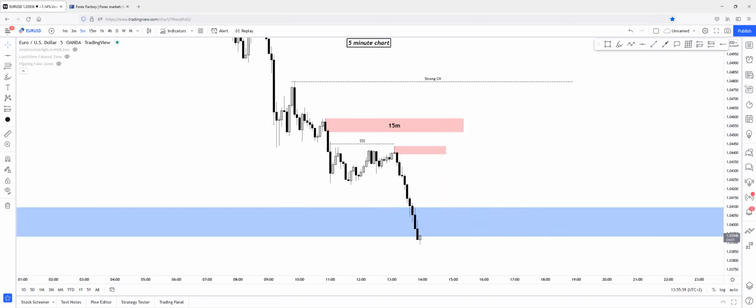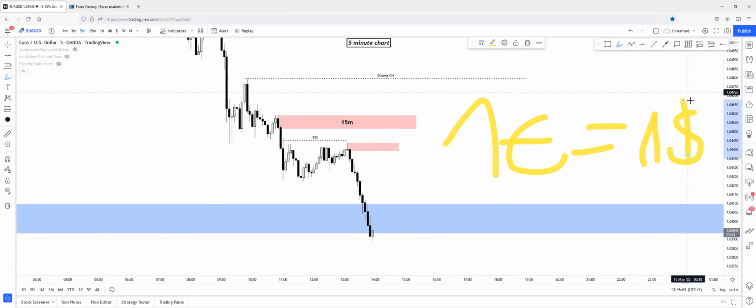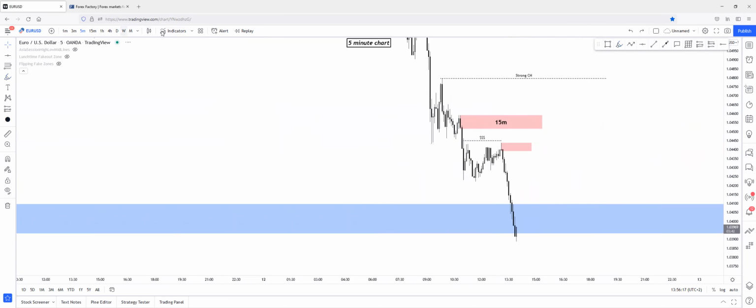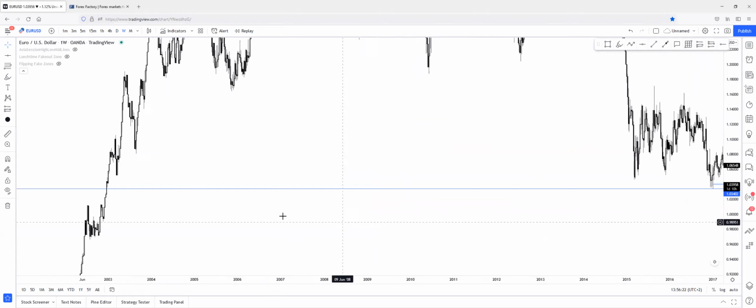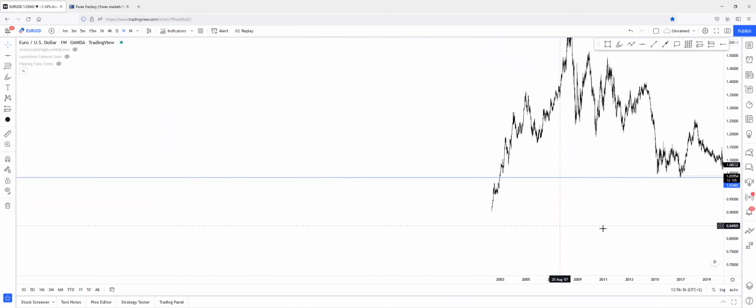It's actually crazy that €1 is almost $1. It's unbelievable. Let me just check it. The last time it was at this low was in 2002, 20 years ago. The Euro's literally dying.